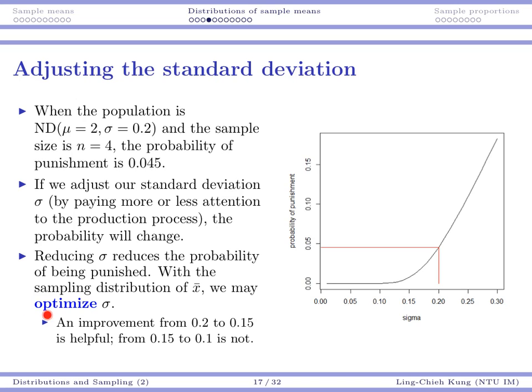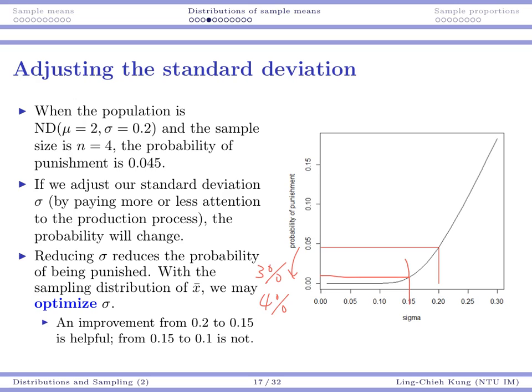Okay, we want to optimize sigma. In particular, if we improve sigma from 0.2 to 0.15, that seems to be helpful, right? Because from there, we can get an improvement on our punishment rate of around 3% to 4%. But if we do that further and cut down our standard deviation from 0.15 to 0.1, the cost would be very high, but the benefit is very small.